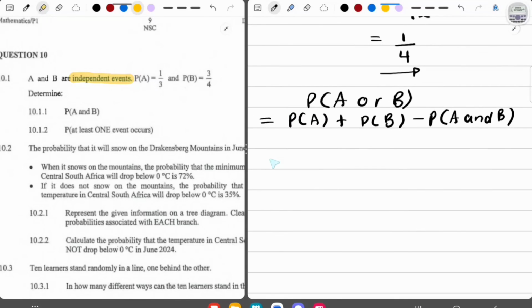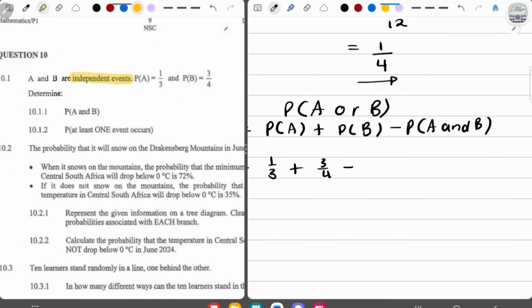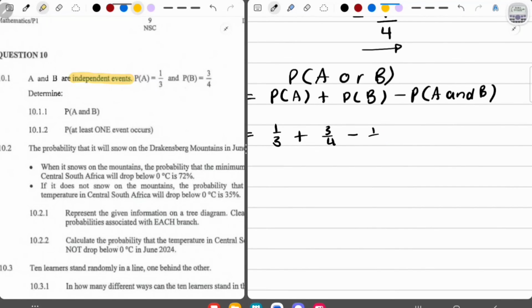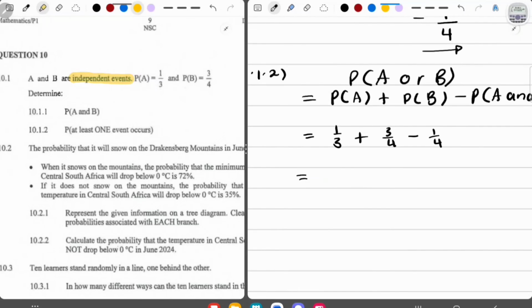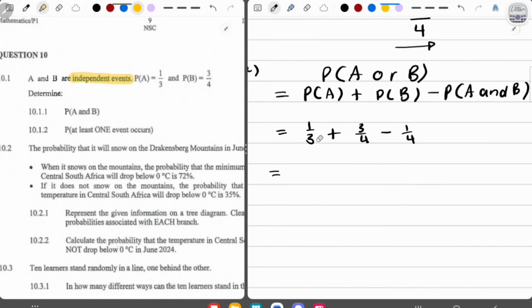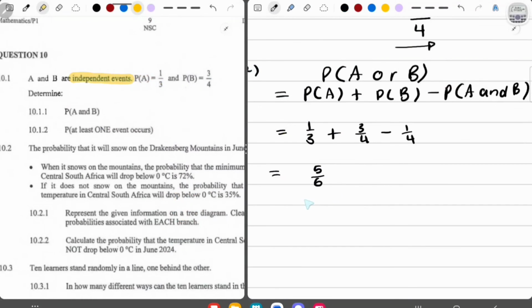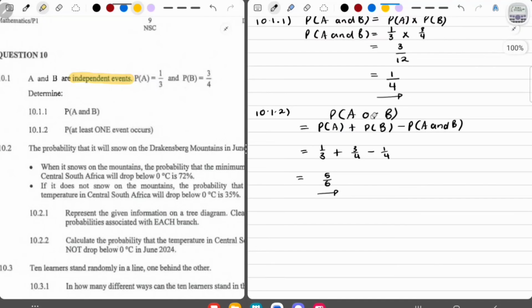So this is what we have. This is finally equal to, what's the probability of A? It is 1 over 3 plus the probability of B, 3 over 4, minus the intersection of A and B, 1 over 4. And then we can just find that answer. You can go ahead and do this by yourself, but you can just use a calculator, which I will. And that answer is 5 over 6. And there we go. So 5 over 6 is the probability of A or B.